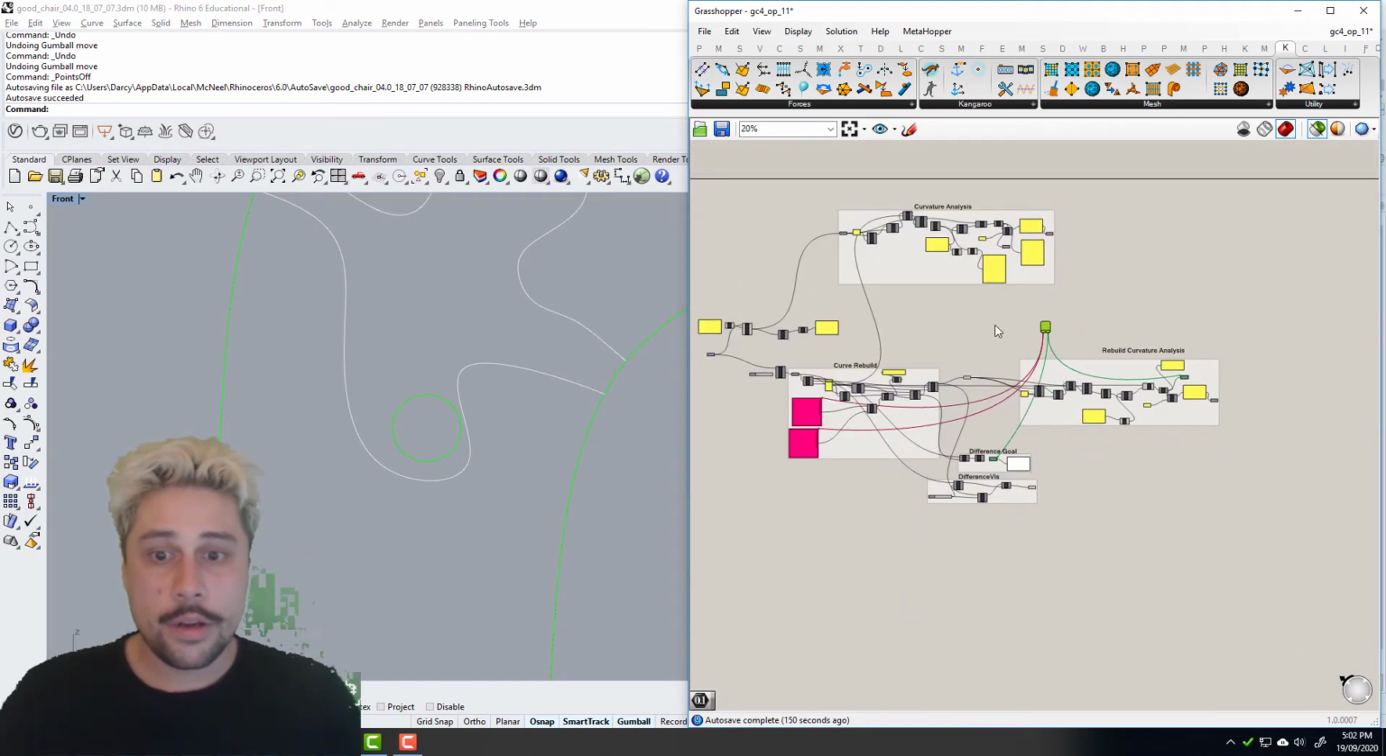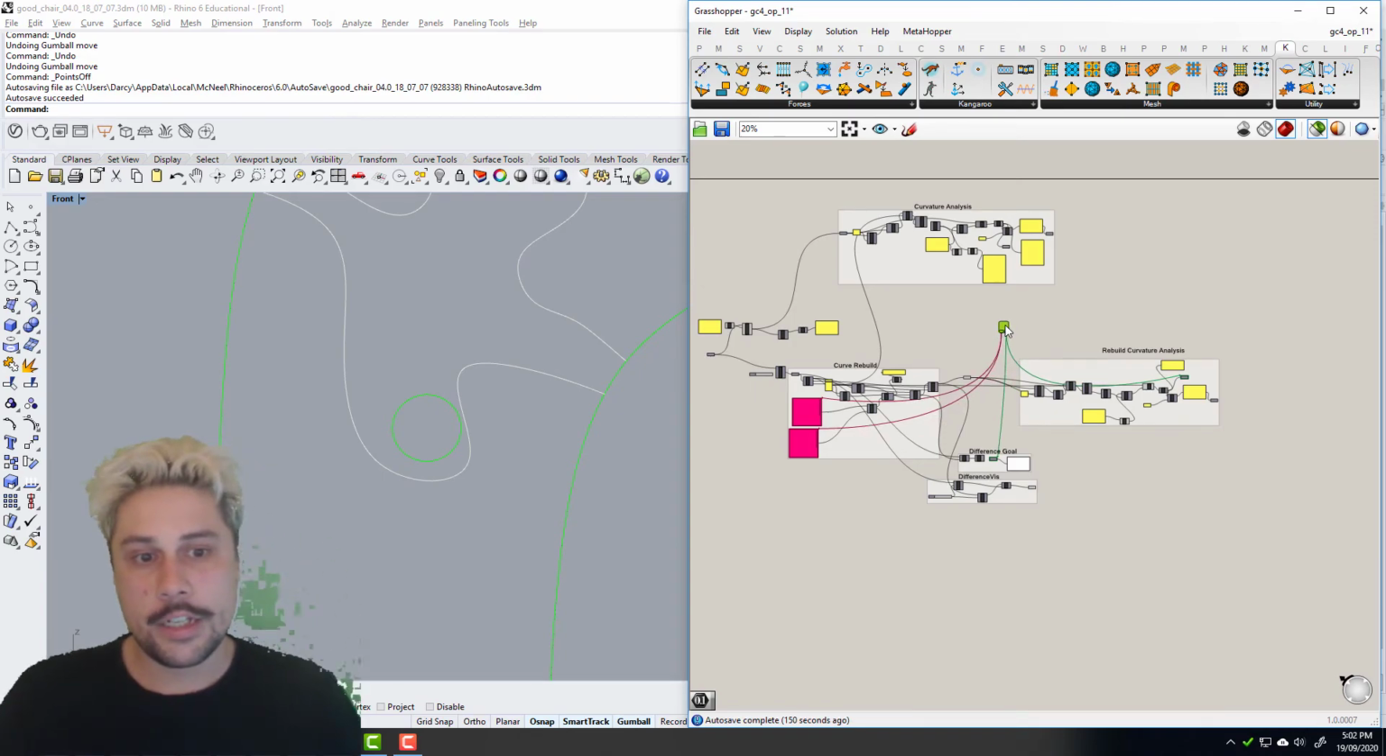So in the next video, I'm going to start to run the optimization and show the interface.